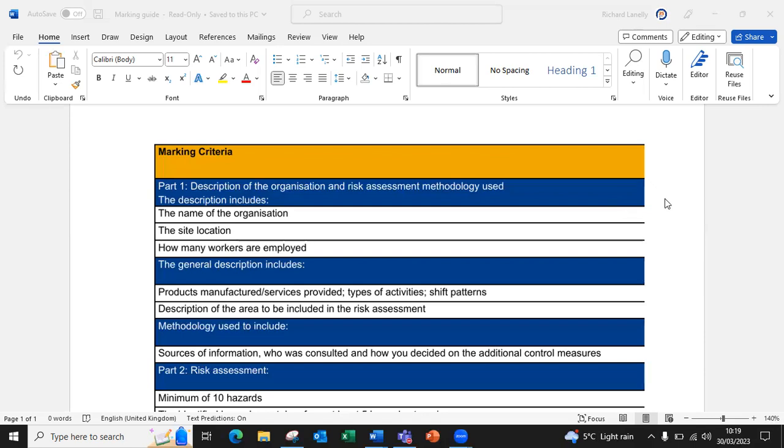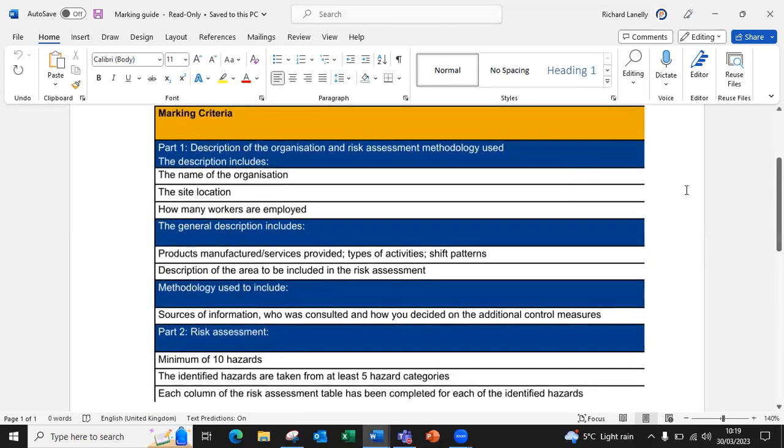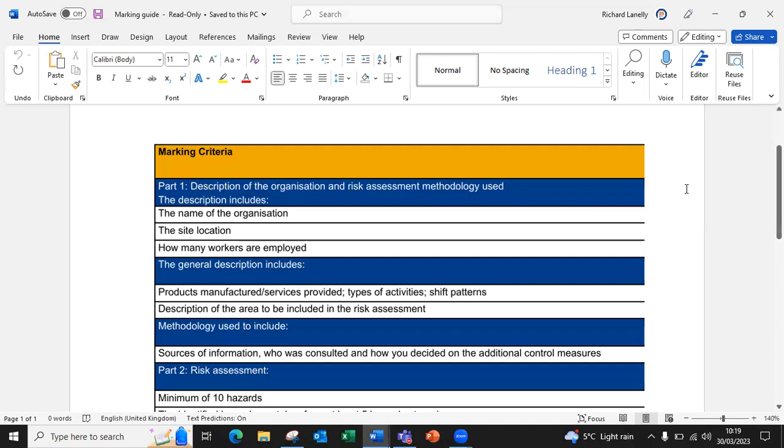Okay, so I thought what I'd do first of all is look at the marker's marking criteria. This is part of your NG2 email you would have received from the health and safety team. It is what it says on the tin. It says exactly what we need to learn from doing the risk assessments. This is the marking criteria.